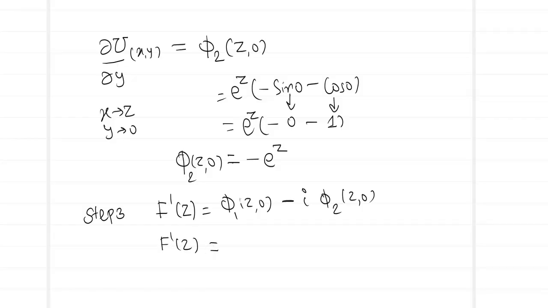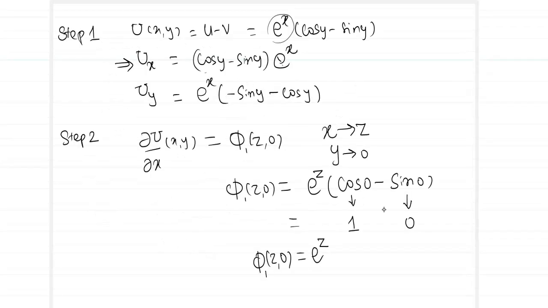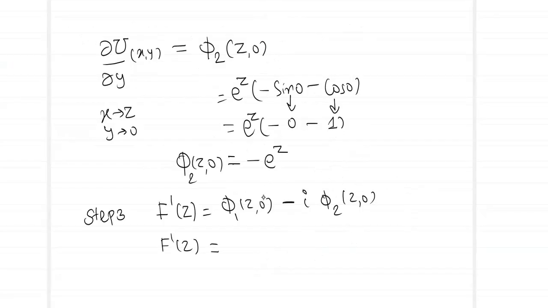Now this gets replaced as phi 1. What was my phi 1? My phi 1 was e power z. So I have e power z minus i times, what is my phi 2? Phi 2 is going to be minus e power z. Okay, so this is going to be my F dash of z for me.